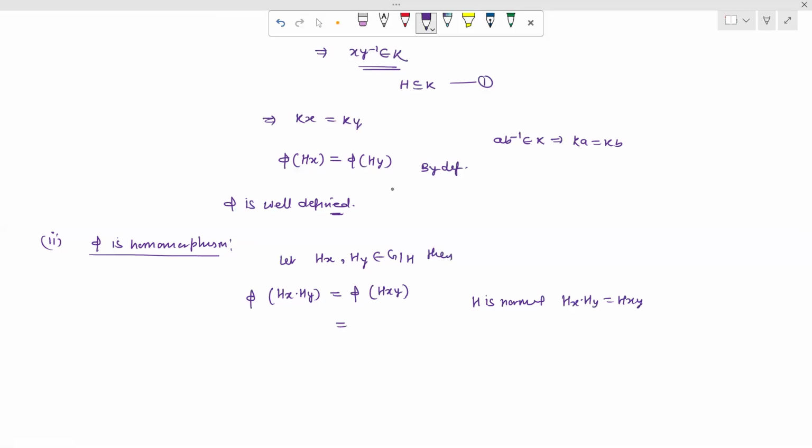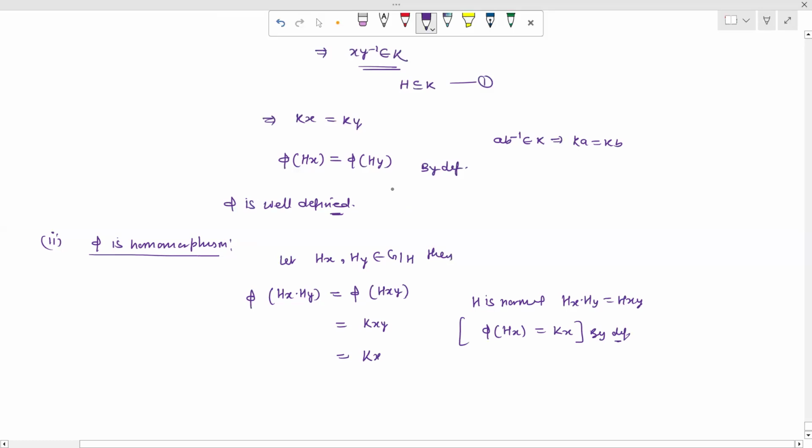So phi of hxy, by definition we have defined the function, can be written as Kxy, because the function is defined as phi of hx is equal to Kx. So by definition, we write down Kxy. This Kxy, because K is also a normal subgroup of G, can be written as Kx into Ky.